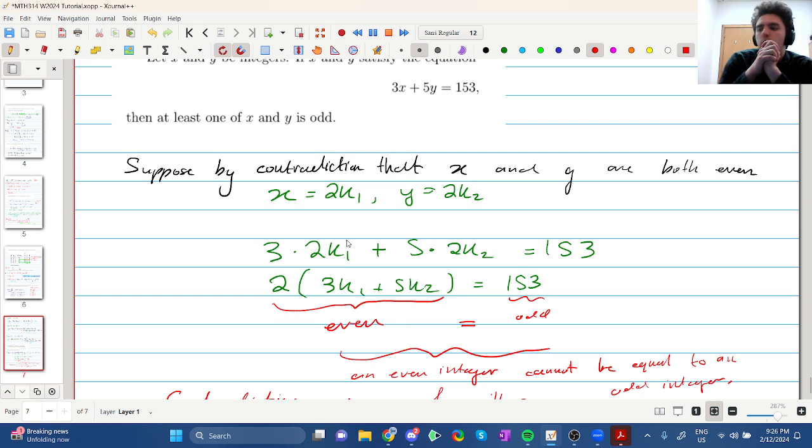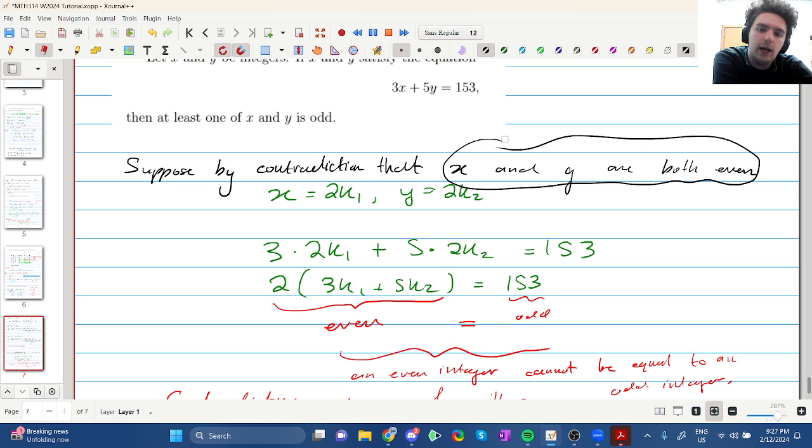So someone's asking, where is the contradiction part? Let me answer the chat question first. Is it when we took both to be even? So the contradiction is where, first of all, we're supposing that x and y are both even. That's not the contradiction. That's just our supposition. We're going to show that assuming that leads to something that cannot be true, a contradiction. But this is fine. This is just our assumption. x and y are both even.